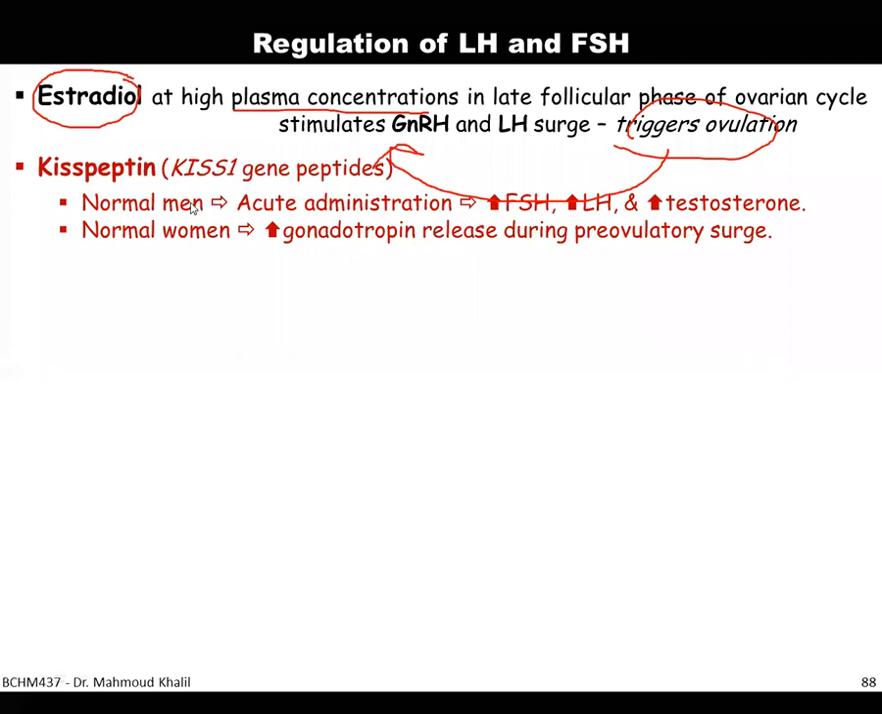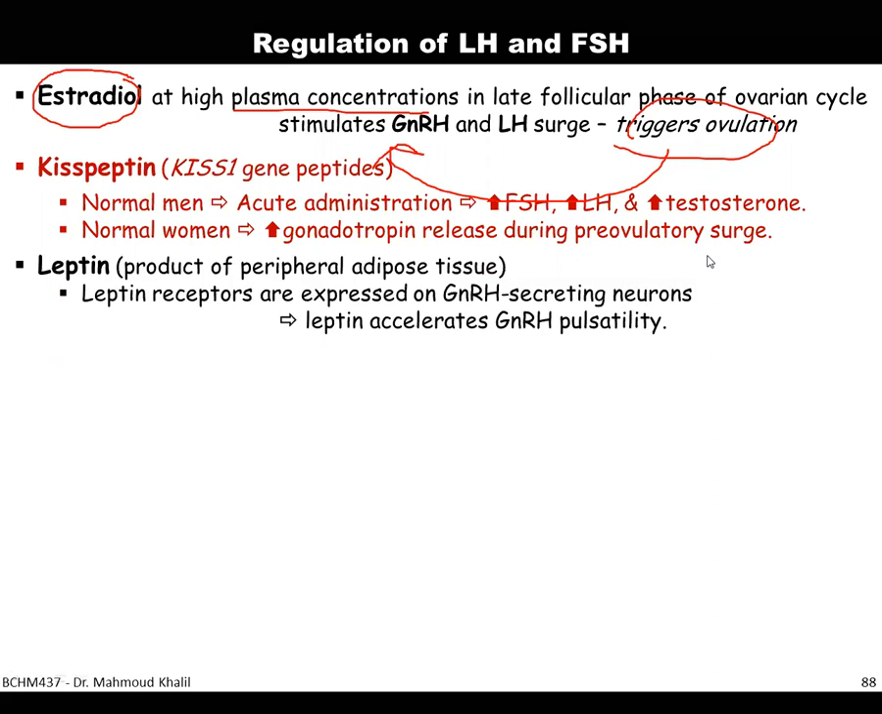One of the hormones is called kisspeptin. Its gene is called KISS1, and it produces a peptide that, in normal men, when acutely administered, will increase the level of all these hormones: FSH, LH, and testosterone.